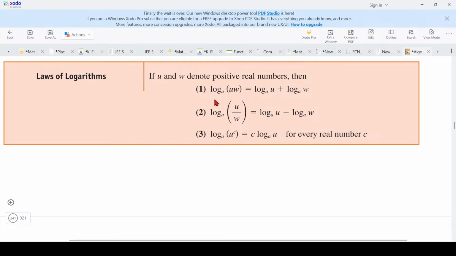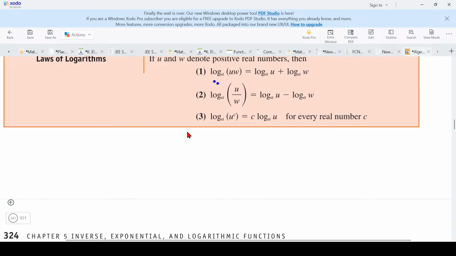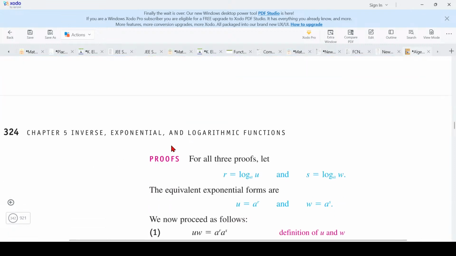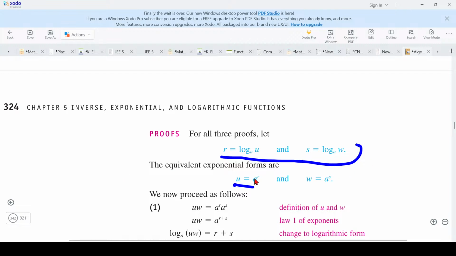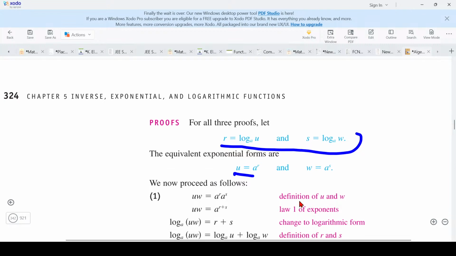Now let's understand why exactly this works. Let's take this one. Let's take r equals log u to the base a. What does that mean? u equals a power r. Do you agree with this statement? Now what will v become? v becomes a power s, right? So u times v becomes a power r, a power s, that is a power r plus s, right?